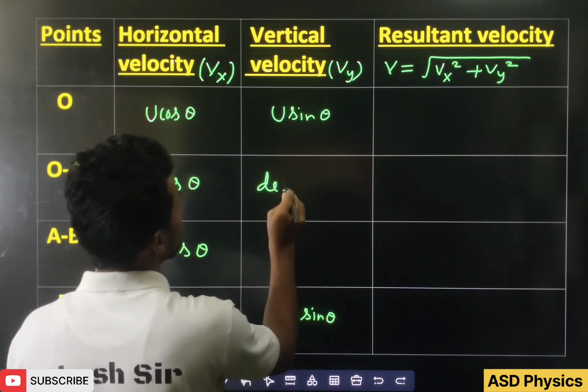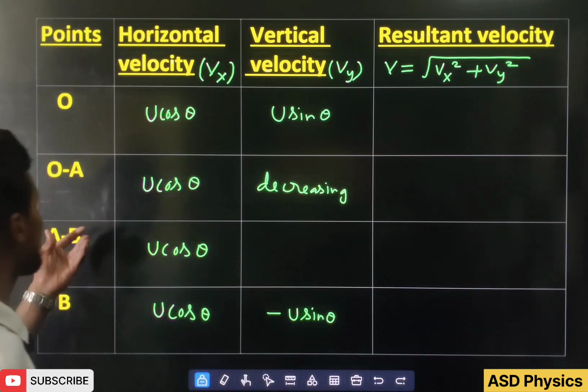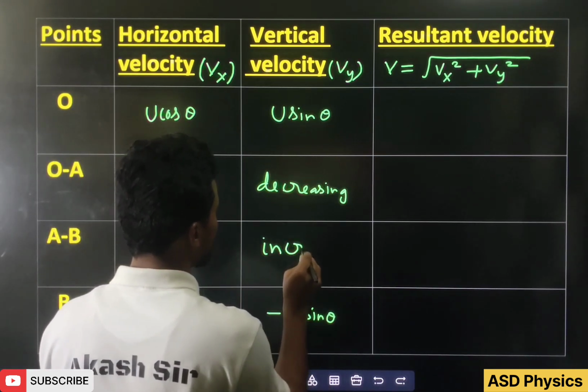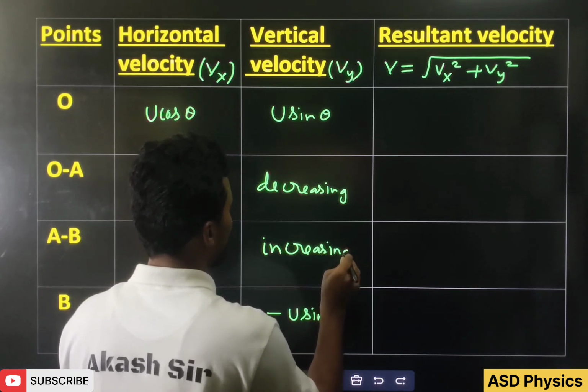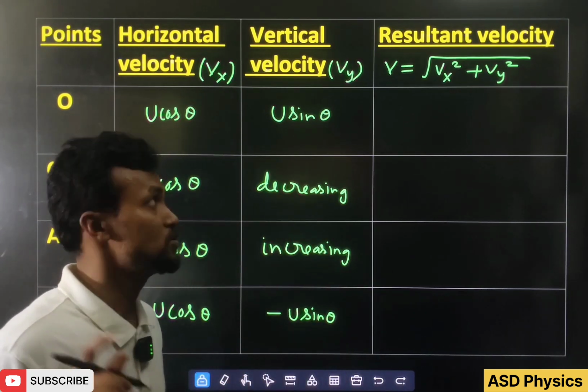It is decreasing. After that, A to B, what is happening? A to B, it is increasing, okay, increasing. And exactly at point A, the vertical component of the velocity will become 0, okay.